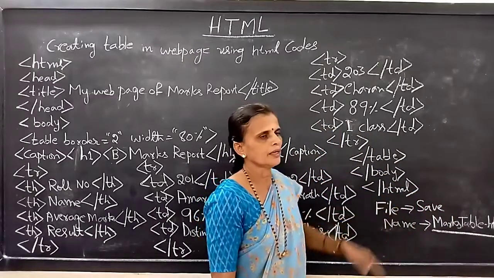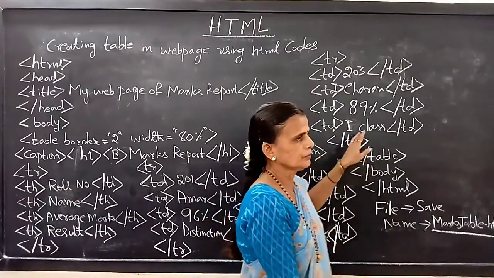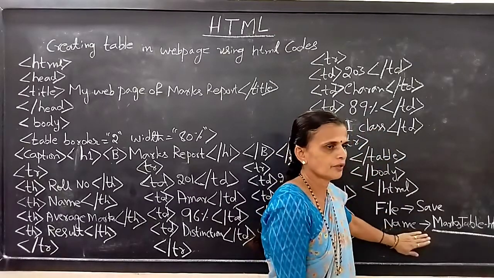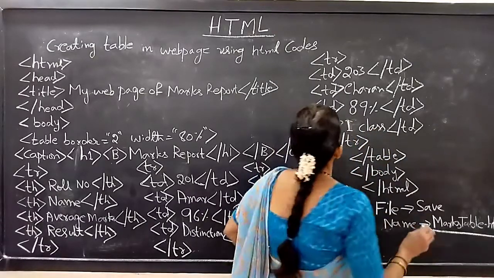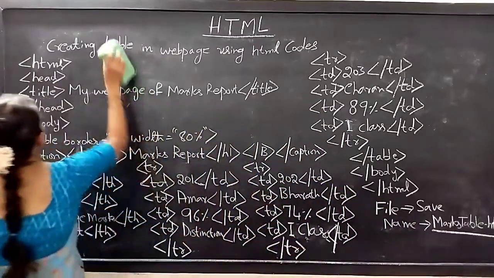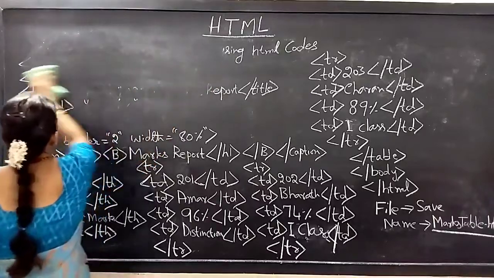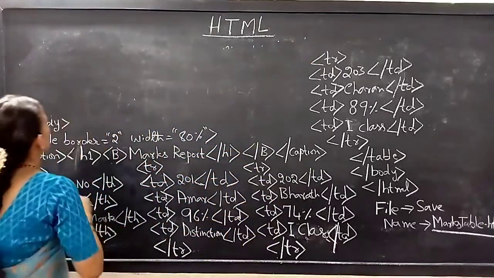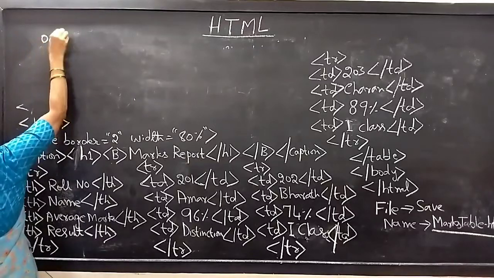We have saved that, and the next step is to go to any browser and open our file marks table dot HTML. And the output appears like this. So this is the output of the code.